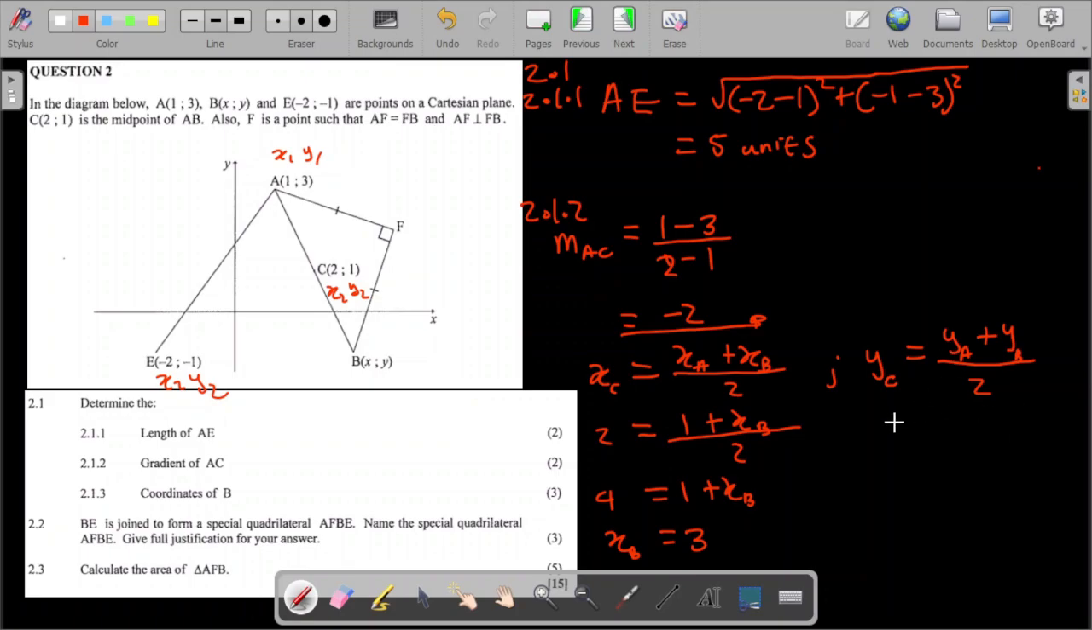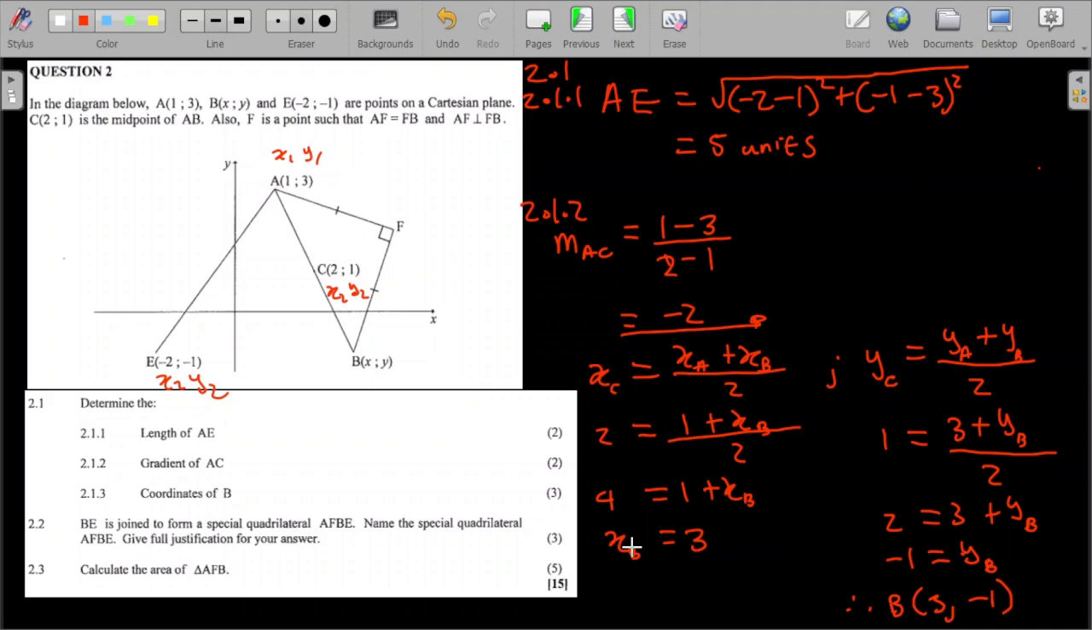Then coming back to this side, my y of C is 1, which equals my y of A, which is 3, plus my y of B, which I'm looking for, all over 2. Cross multiply, this gives me 2 equals 3 plus the y of B, and then take this to the other side, it's going to be -1 as the y of B. So therefore the coordinate of B is going to be (3; -1).